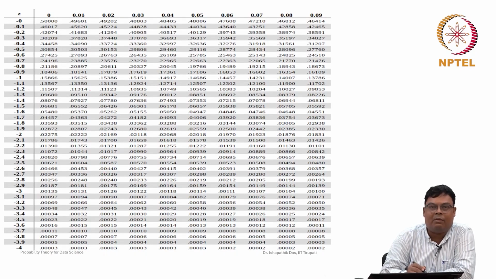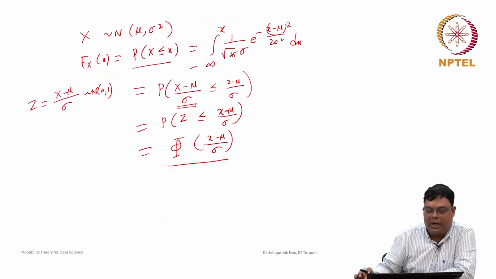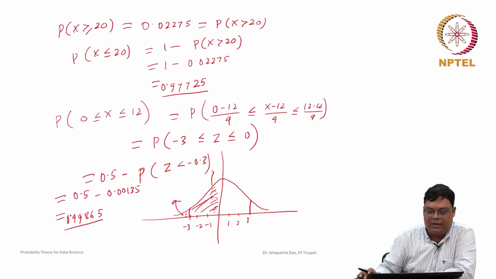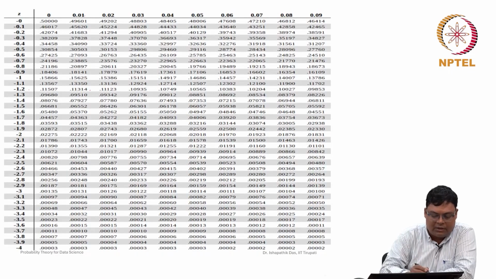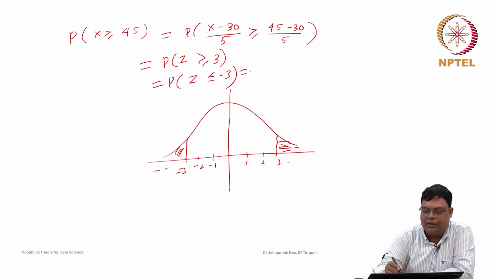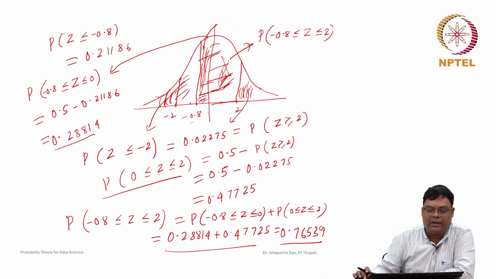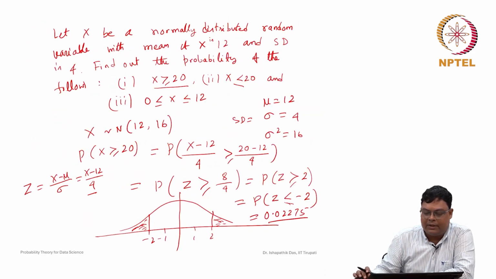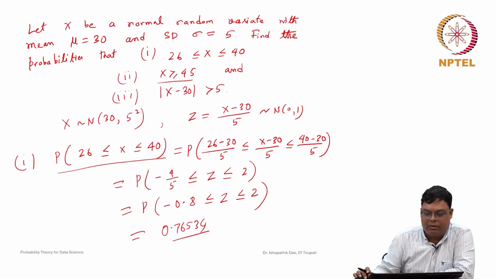Hopefully you understand how we can use this table for the standard normal random variate, and compute the probability for any normal distribution with any general mean and variance. So, z less than or equal to minus 3 is nothing but 0.00135. So, for the question x greater than or equal to 45, the answer is 0.00135. Now, the next problem we will discuss is what is the probability.